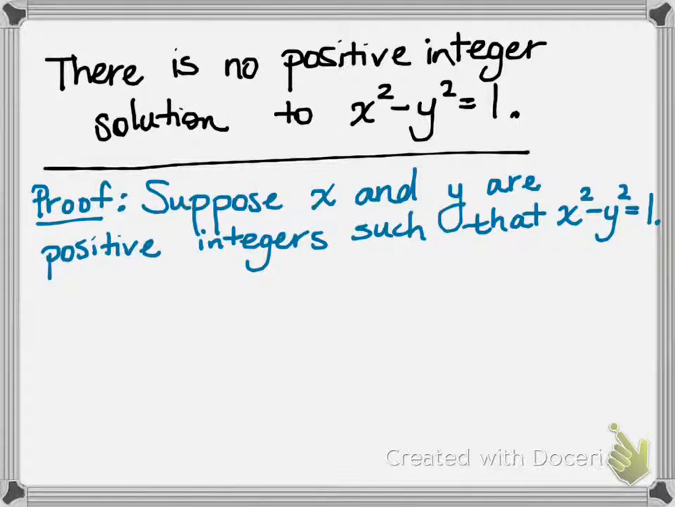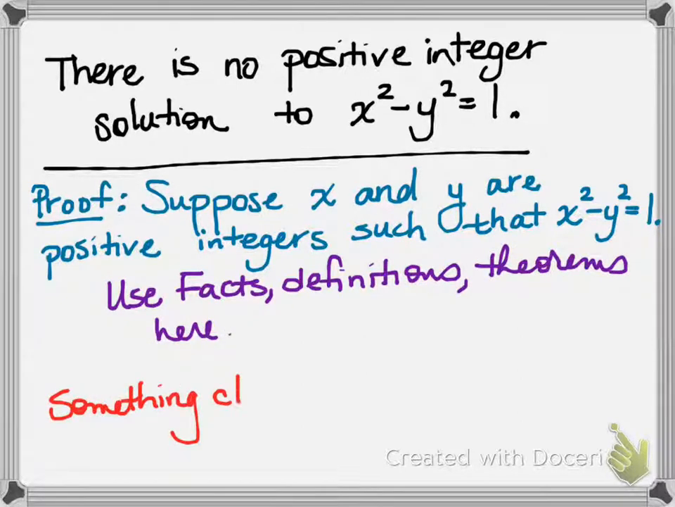We're going to suppose x and y are positive integers where x squared minus y squared equals 1. In other words, we're assuming that the statement is false, that we really do have them. And what we're going to want to do is we're going to try to use facts, definitions, theorems, and then we want to come to a conclusion of something that is really clearly false. Either it contradicts our original assumption or it's just ridiculous, something like 1 equals 0.